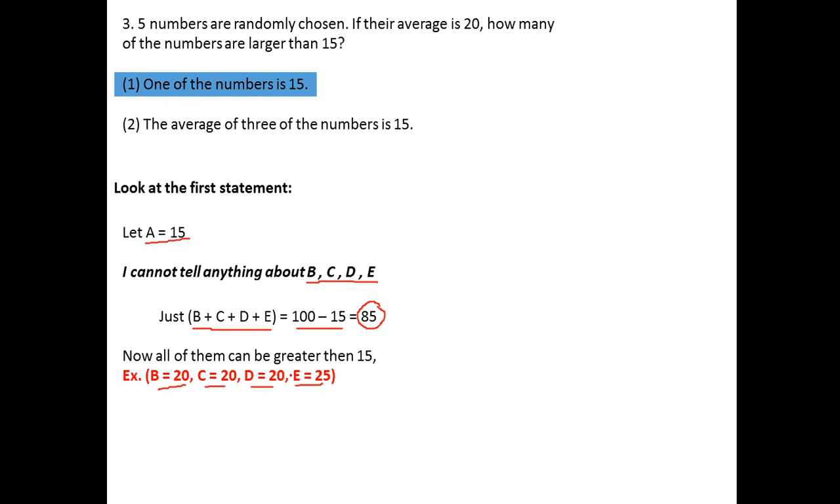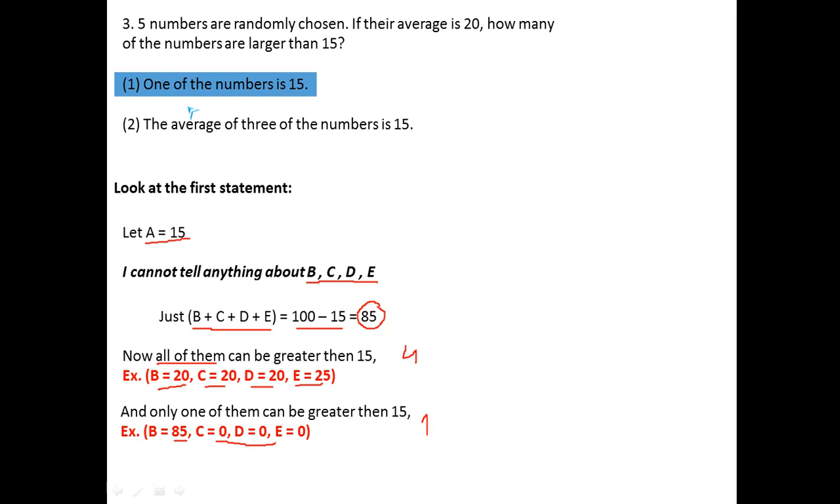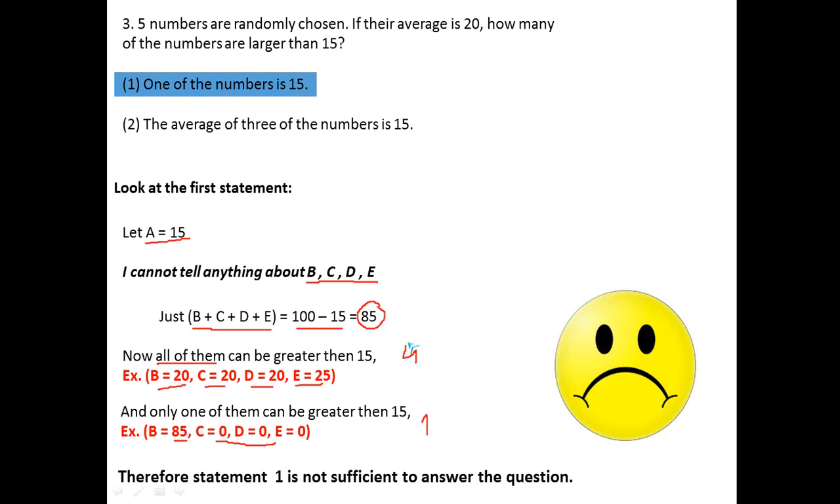Now A, B, C, D, E satisfy statement 1 and even the question statement, and here all of them are greater than 15 except A. So I have how many numbers greater than 15? 4. Alright. Now another example, B is equal to 85 and rest C, D, E all are 0 and A is obviously 15. Now I got only one number. So by statement 1 alone, I am not able to answer the question. That is, how many numbers are larger than 15? They can be 1, 2, 3 or 4. So statement 1 is not able to answer the question alone.